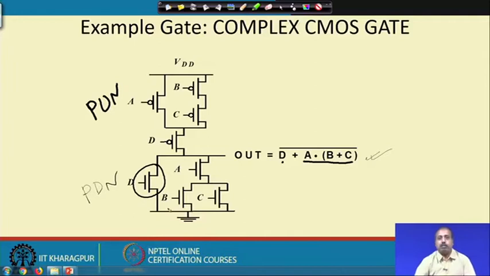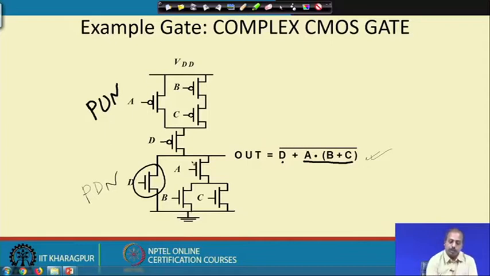Given any logic expression, you can directly draw the pull down network. For every plus symbol, the corresponding portions of the circuit will be in parallel to each other, and whenever we have the dot or AND, those portions will be in series with each other. Once you have completed the pull down network, you have to draw the pull up network, which is just the complement of the pull down network. Whatever is in series in the pull down network will be in parallel in the pull up network, and whatever is in parallel in the pull down network will be in series in the pull up network.